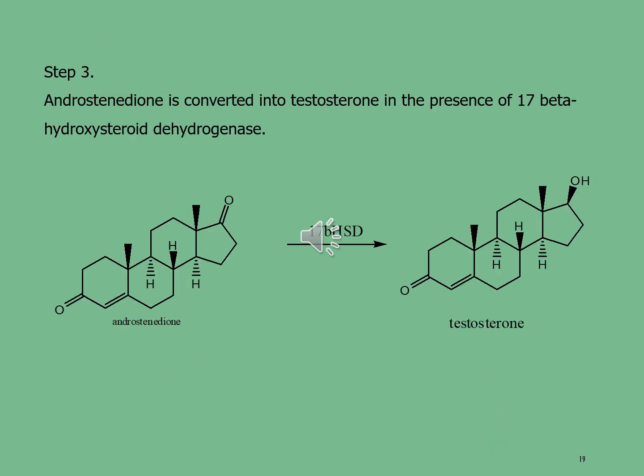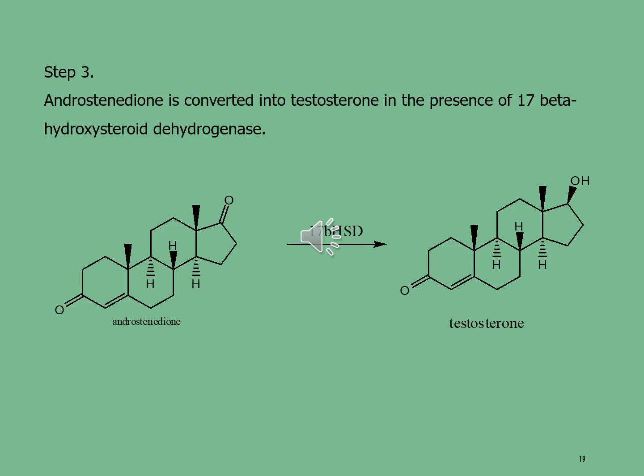In the third step, androstenedione is converted into testosterone, which is our target compound for the synthesis of androgens or testosterone, in the presence of 17-beta hydroxysteroid dehydrogenase enzyme, which is abbreviated as 17BHSD. So you can see in this reaction the androstenedione is converted into testosterone. In testosterone, there is a presence of a carbonyl group at carbon 3 position and a double bond at carbon 4 position, similar to that of androstenedione.